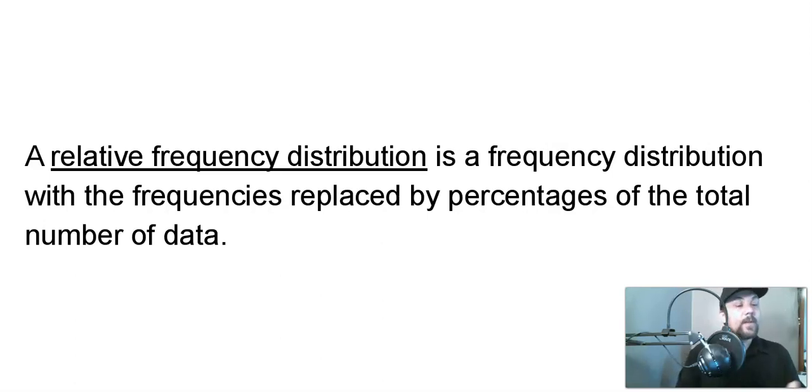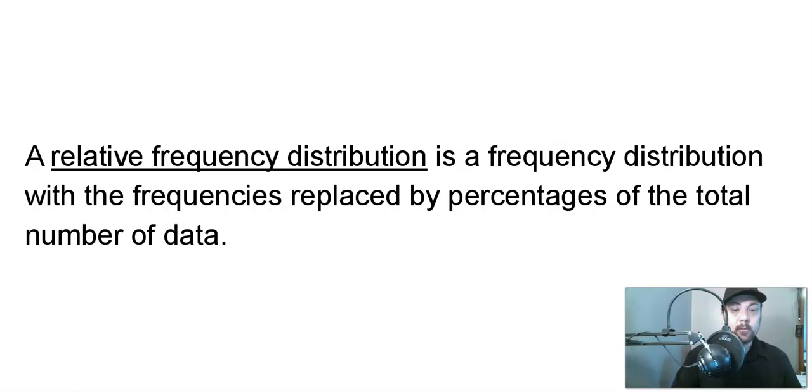There are a couple of variations on this theme of frequency distribution that we want to talk about, but these are pretty easy to convert to. Once you have a frequency distribution, you can rewrite it as a relative frequency distribution. And all that is a frequency distribution with the frequencies replaced by percentages of the total number of data values.